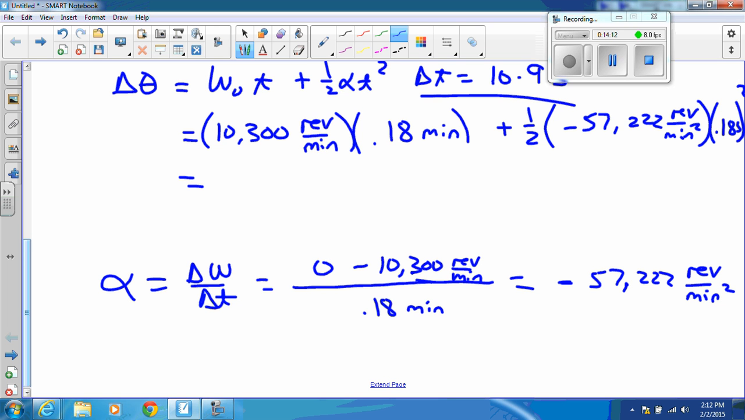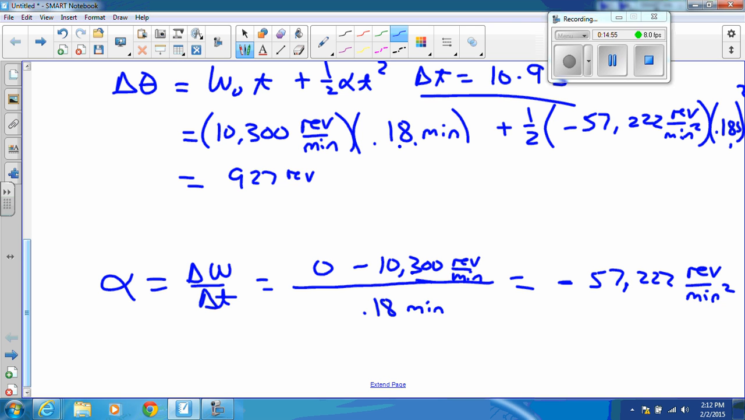Got 334. I get 927. So this is wrong? It's supposed to be 993. There may be some rounding issues here. We have 0.18 and 0.18, so it may be that we ended up rounding funkily. With 0.18 as our time, this is actually the correct answer here.